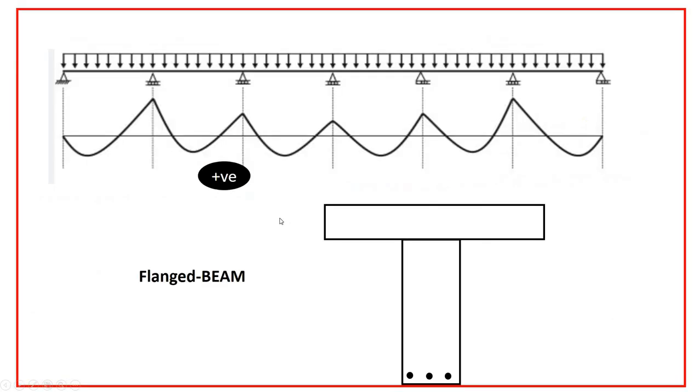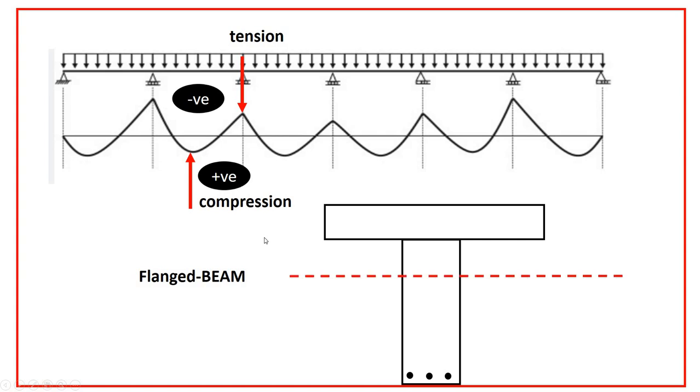So what happens in the case of continuous beam? This one is the bending moment diagram of continuous beam, right? Here at the bottom we have sagging shape, or I can say the compression. At support we have hogging, or you can say it is tension, right? So at support we have negative moment. Positive moment and compression over here in this part, and negative moment and tension over here at support, right? So tension negative, compression positive, right?